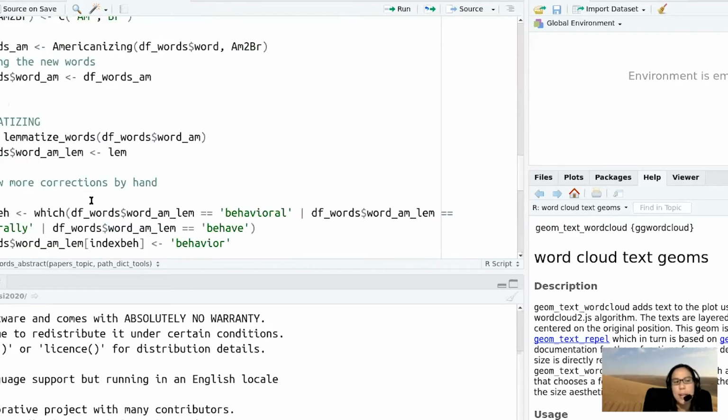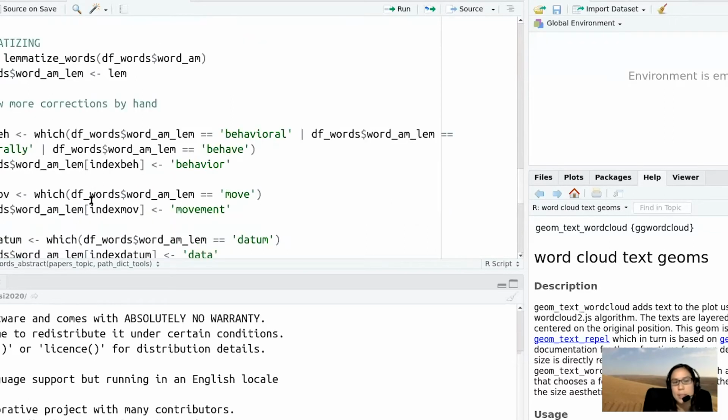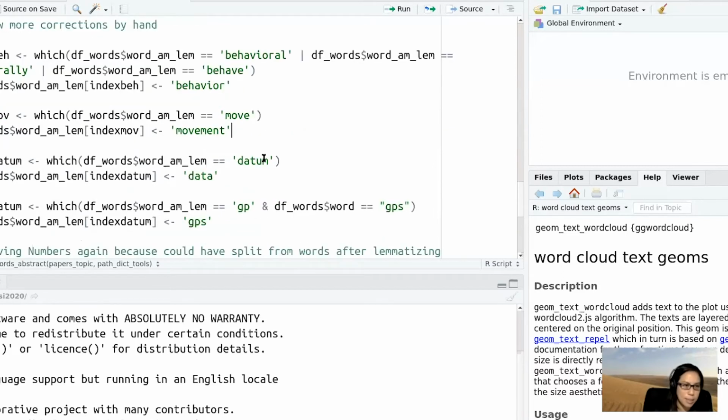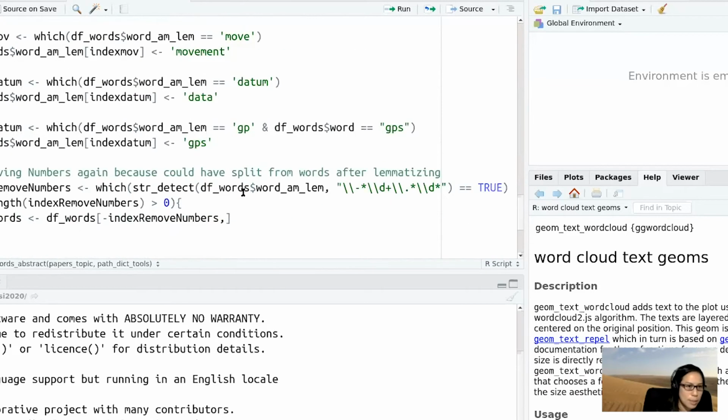Then a few other corrections because lemmatizing is also a field of research. So there are algorithms to lemmatize, but they're not perfect, and different people have their own styles. So there were some words that I still wanted to put together. So I did it manually, like behavioral, behaviorally, behave. They all meant behavior for me. Move and movement were the same, datum and data the same, and so on.